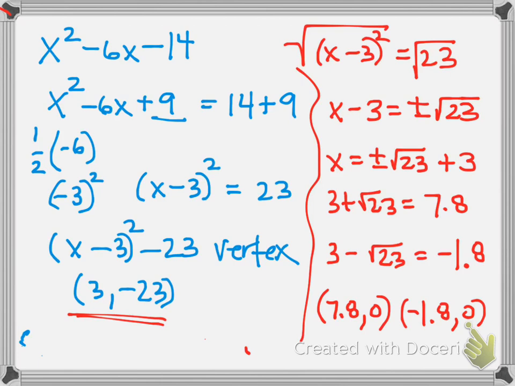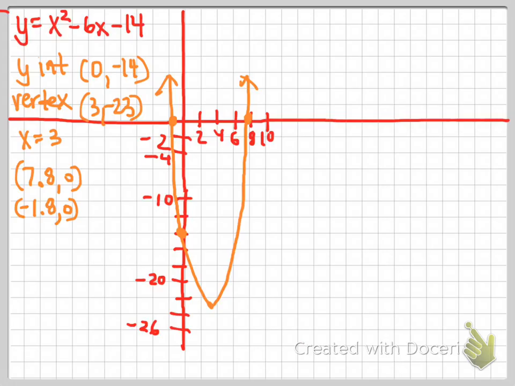All right, let's put all this on a graph. The last step is to sketch the graph. You have (0, -14) as your y-intercept. Your vertex is (3, -23). The axis of symmetry would be x equals 3. You could sketch that with a dashed line. Your x-intercepts are 7.80 and negative 1.80.